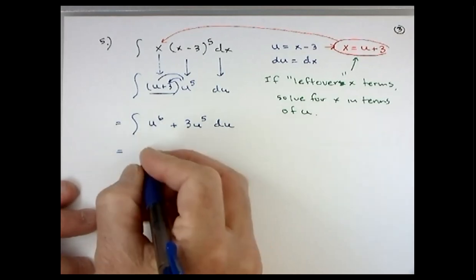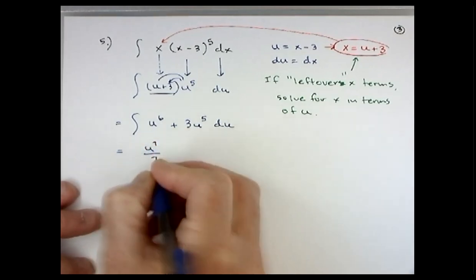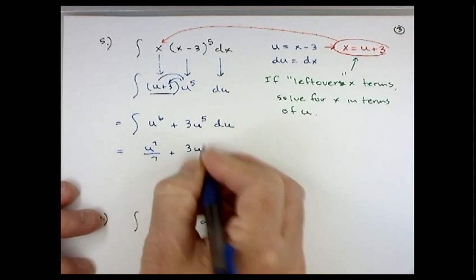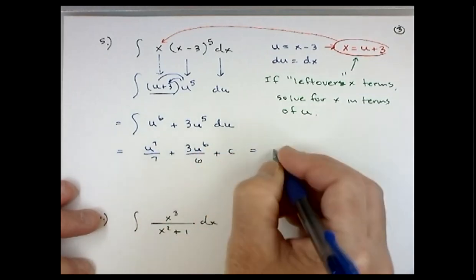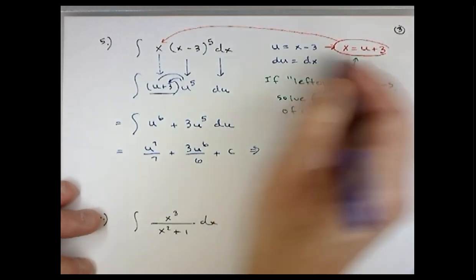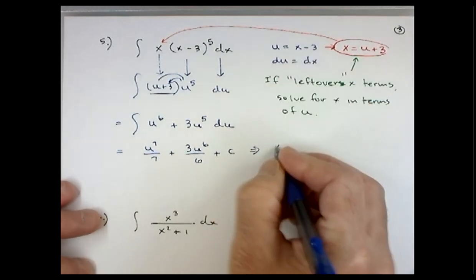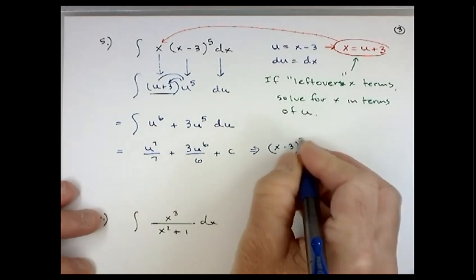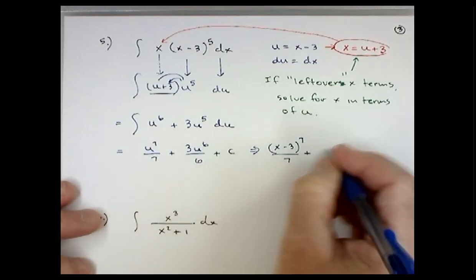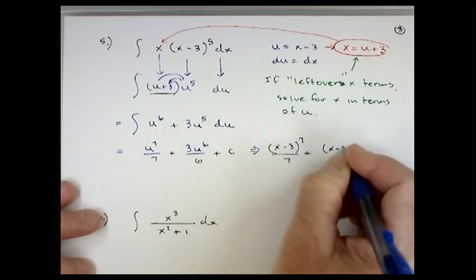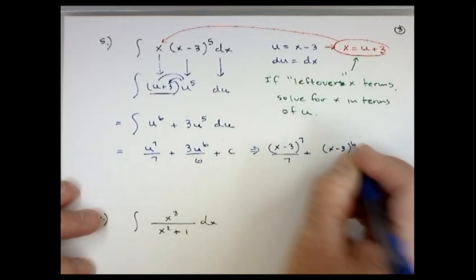And then I'll use my power rule. u to the 7th over 7, 3u to the 6 over 6, plus a constant. So that's going to give me, if I plug back in, I guess I'll reduce that to 1/2. I'll do x minus 3 to the 6 over 2.